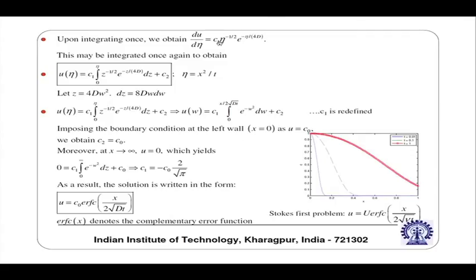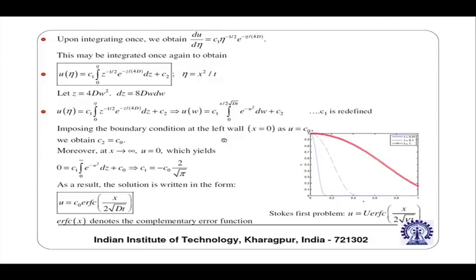So, what is the solution? The ODE that I had just shown, you integrate it once. So, you see that it is of the form d2u d eta 2 plus something into du d eta. So, if you take du d eta as a variable, then integrating that you will get this equation, and this may be integrated once more to get u as a function of eta.